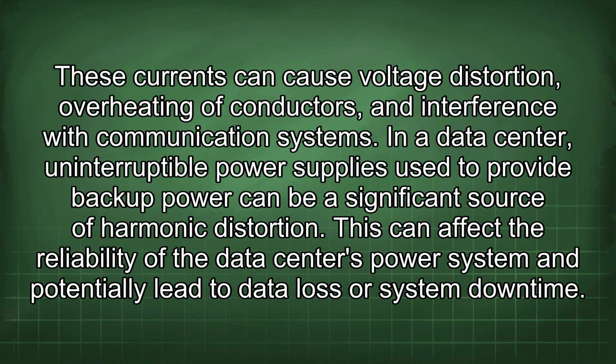These currents can cause voltage distortion, overheating of conductors, and interference with communication systems. In a data center, uninterruptible power supplies used to provide backup power can be a significant source of harmonic distortion. This can affect the reliability of the data center's power system and potentially lead to data loss or system downtime.